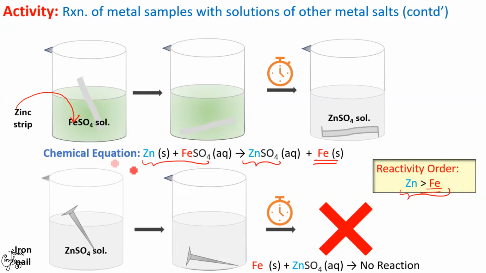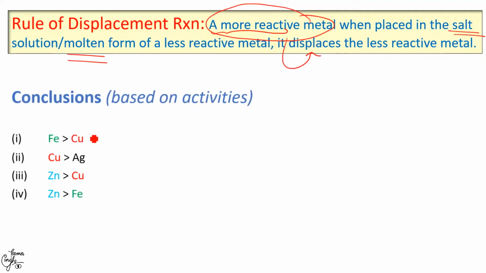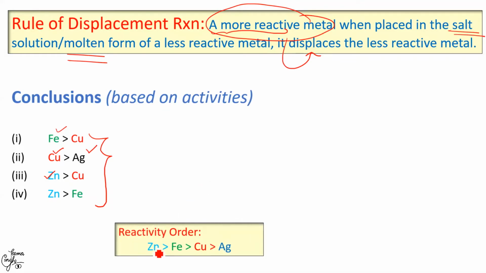Thus, from all these activities, we can conclude a simple rule of displacement reactions, which is when a more reactive metal is placed in the salt solution or molten form of a less reactive metal, then the more reactive metal displaces the less reactive metal. So, based on the result of these four activities, we can arrange the metals iron, copper, silver, and zinc in decreasing order of reactivities as follows. Zinc, the most reactive metal, followed by iron, copper, and silver.